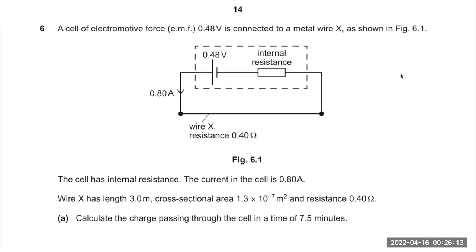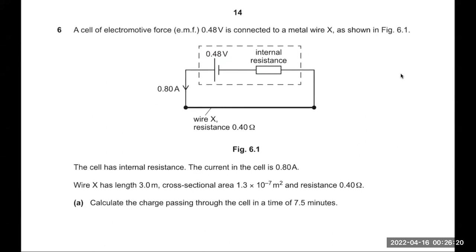Question number 6 says a cell of EMF 0.48 volts is connected to a metal wire X as shown in figure 6.1. The cell has internal resistance. The current in the cell is 0.8 amperes. Wire X has length 3 meters, cross-sectional area 1.3 times 10 to the power minus 7. So these are the important values given here. You've got the current in the cell, you've got the EMF, you've got the length of this wire, you've got the cross-sectional area, and you've got the resistance.